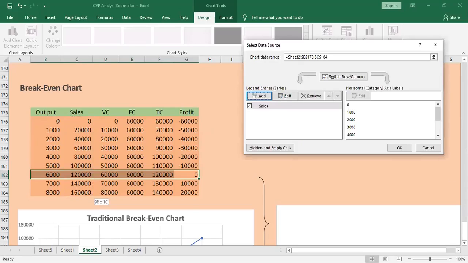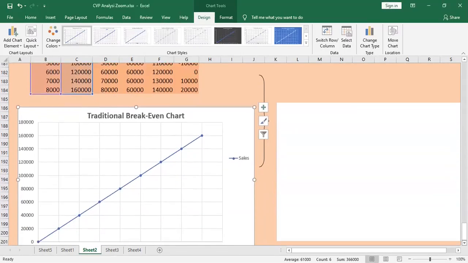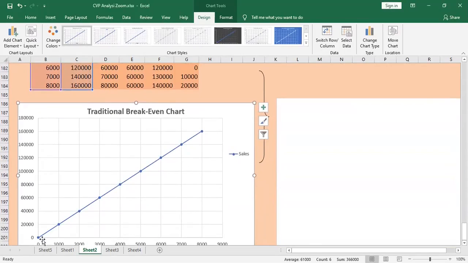Now you can see the sales value starting from 0. When you are selling 0, you are not getting any income. When you are selling 1,000, you are getting 20,000. When you are selling 4,000, you are getting 80,000. When you are selling 6,000, you are getting 120,000. When you reach your total expected level of sales, 8,000, you are getting 160,000 as your total revenue.